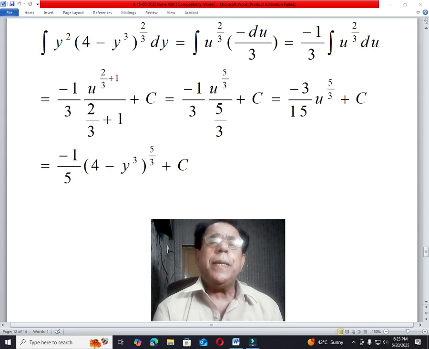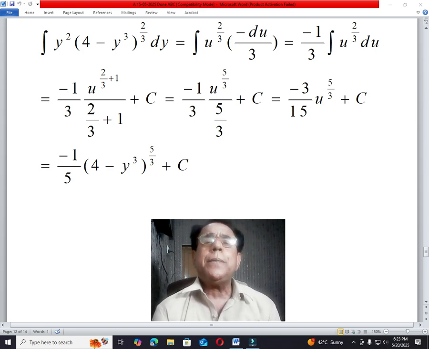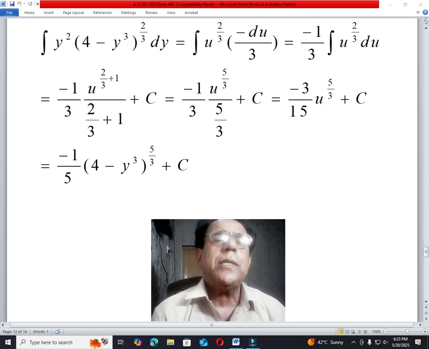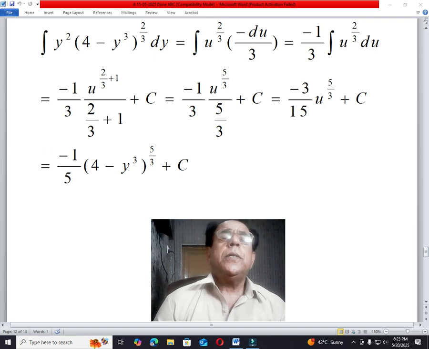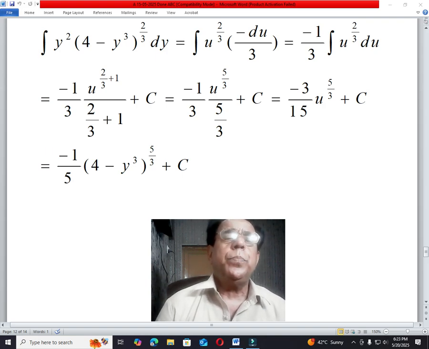The only step remaining is to resubstitute u by its original value and also to simplify minus 3 by 15. So our answer becomes minus 1 by 5, 4 minus y cube raised to power 5 by 3 plus c.